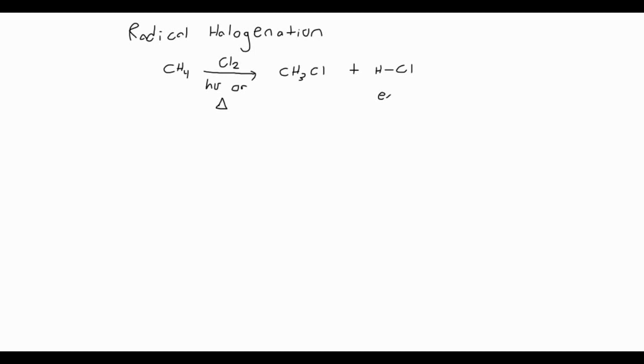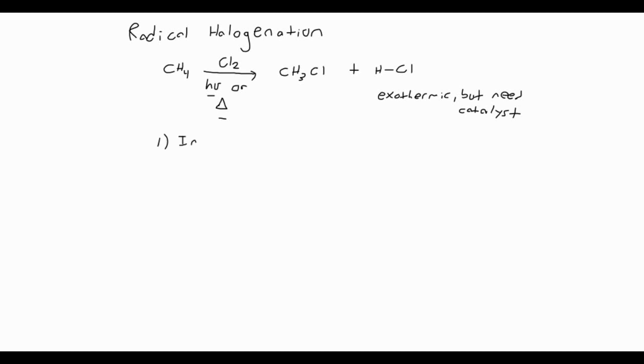And a lot of these radical halogenations are exothermic, but they need a catalyst to begin. And what is our catalyst going to be? Well, that is, again, the ultraviolet light or the heat. And that's going to help us start up the reaction. So, we have 3 steps to look at.